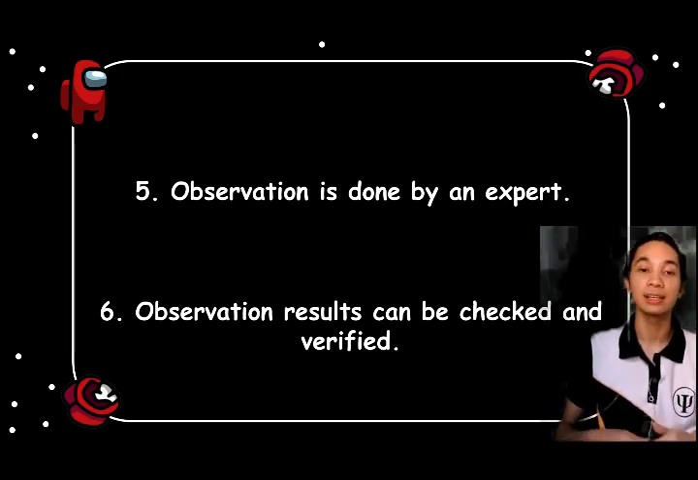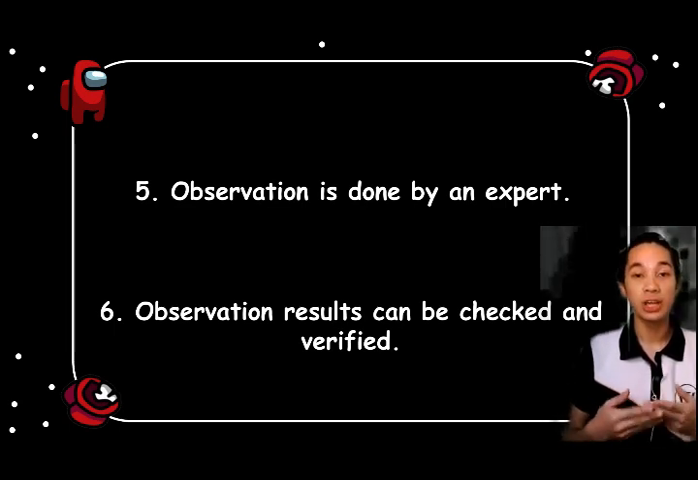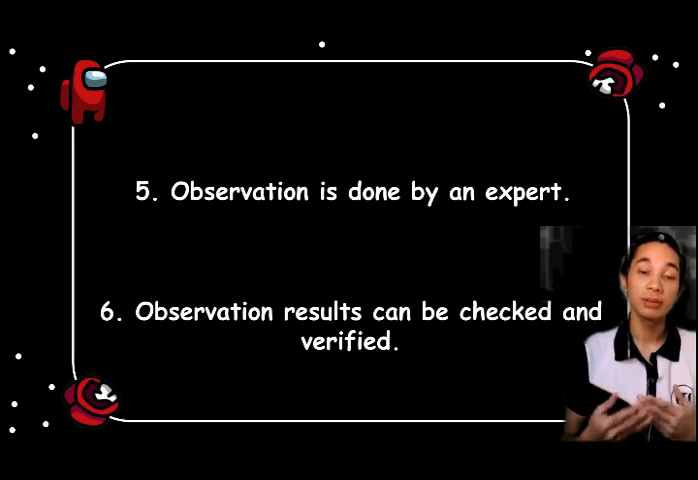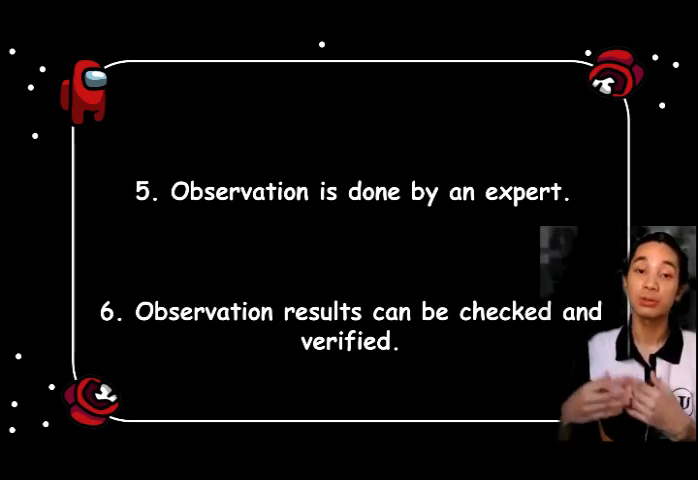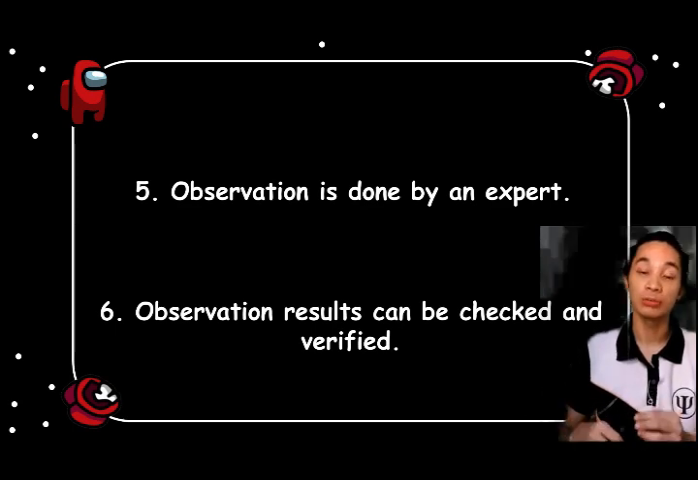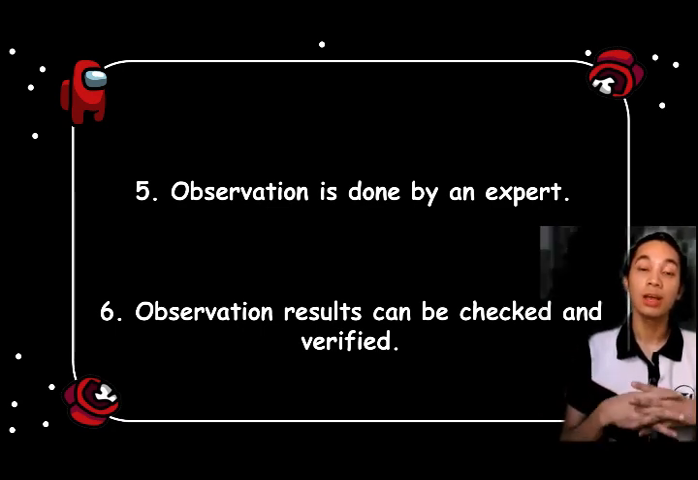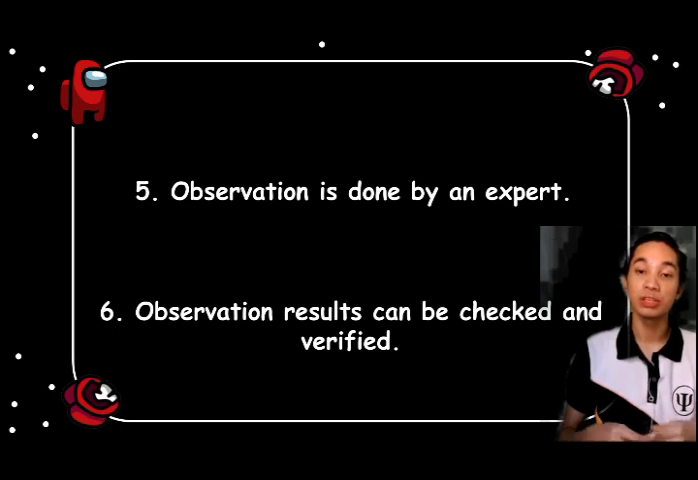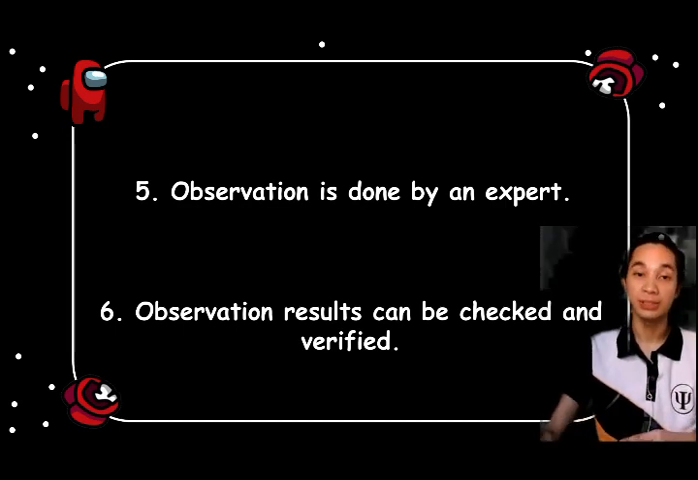The last one is observation results can be checked and verified. The result of systematic observation can be checked and verified by comparing the results of different observers, to know if the behavior has occurred to another observer the same as what you have, or by repeating the observation. So those are the 6 characteristics of observation for research purposes.